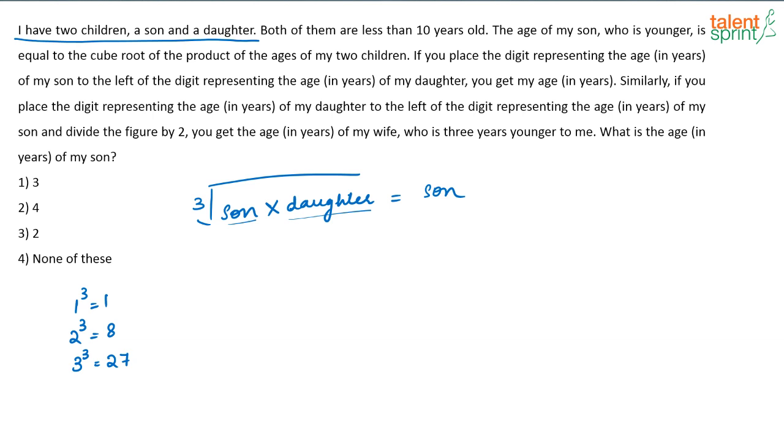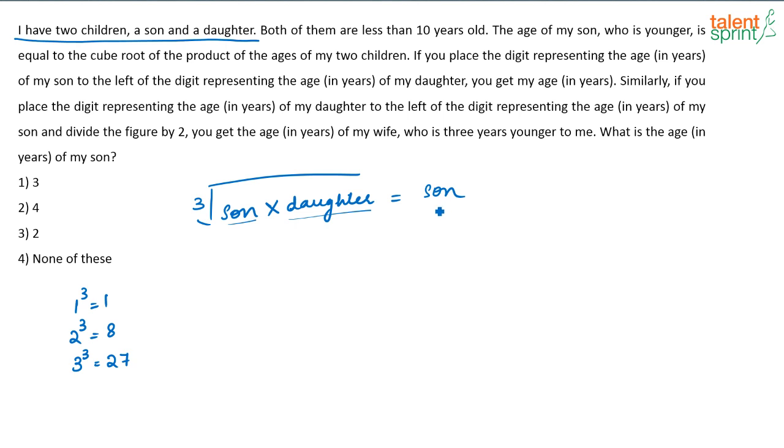So, what can be the possible cases? One more piece of information given here, let us keep reading the question. If you place the digit representing the age of my son to the left of the digit representing the age of my daughter, you may get my age in years. Similarly, if you place the digit representing the age of my daughter to the left of the digit representing the age of my son and divide the figure by 2, you may get the age of my wife, who is 3 years younger to me. What is the age of my son?